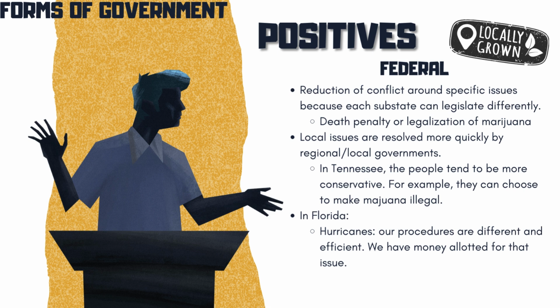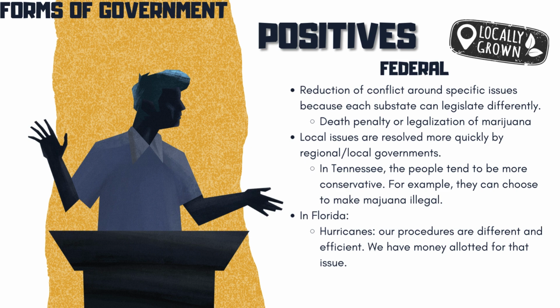All right, so some positives with federal government. There's a reduction of conflict around specific issues because each sub-state can legislate differently. The death penalty or legalization of marijuana, for example, are different depending on where you go. Local issues are resolved more quickly by the regional and local governments. So, for example, in Tennessee, people tend to be more conservative, so they can choose to make marijuana illegal because that suits the people who live there.